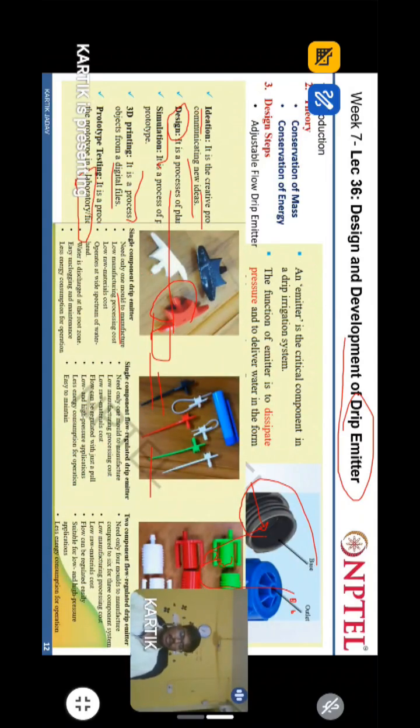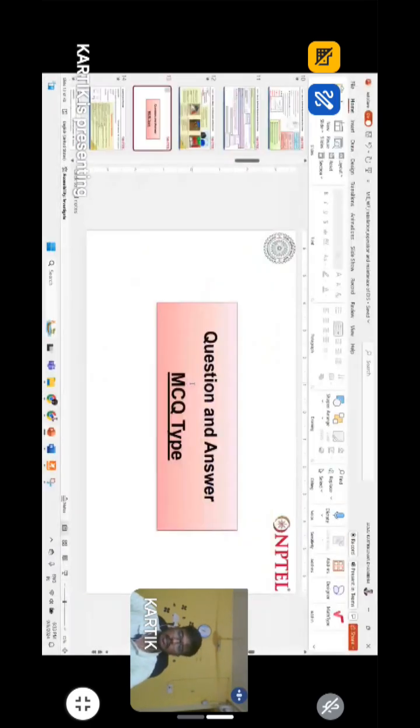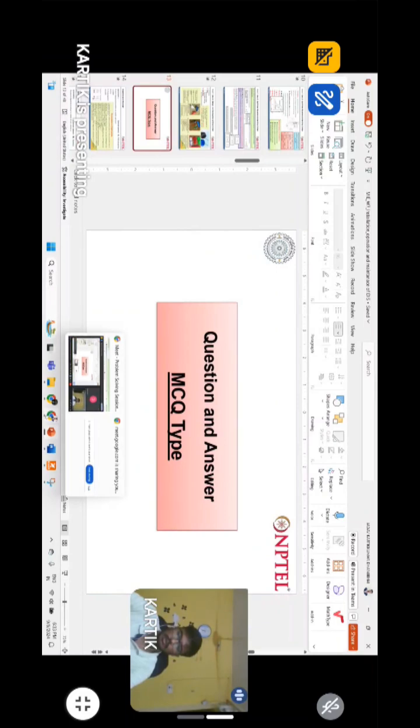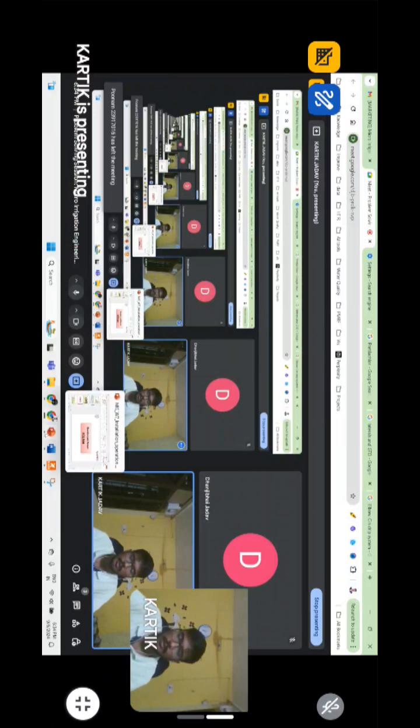Then we also understood the importance of the single-component drip emitter and the two-component drip emitter. If you have any questions till now, you can ask. Else we will move on to the question answer session. Okay, let's start our question answer session.